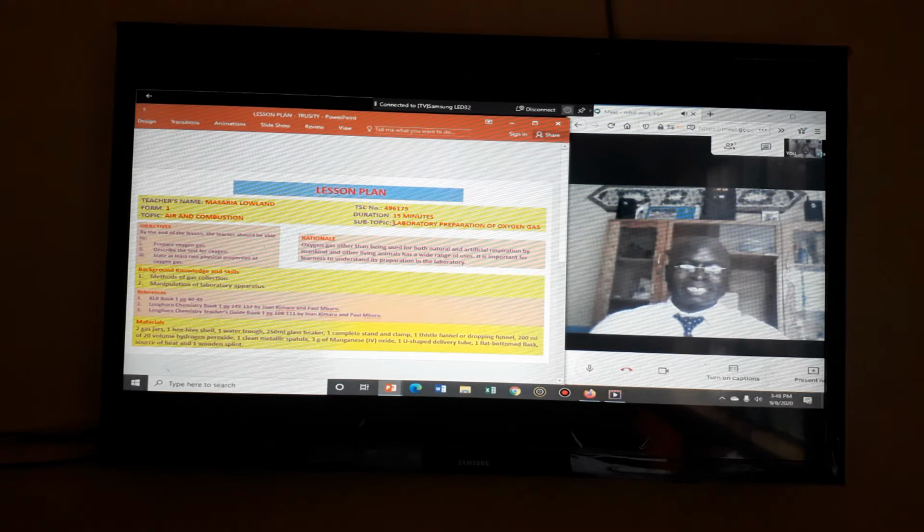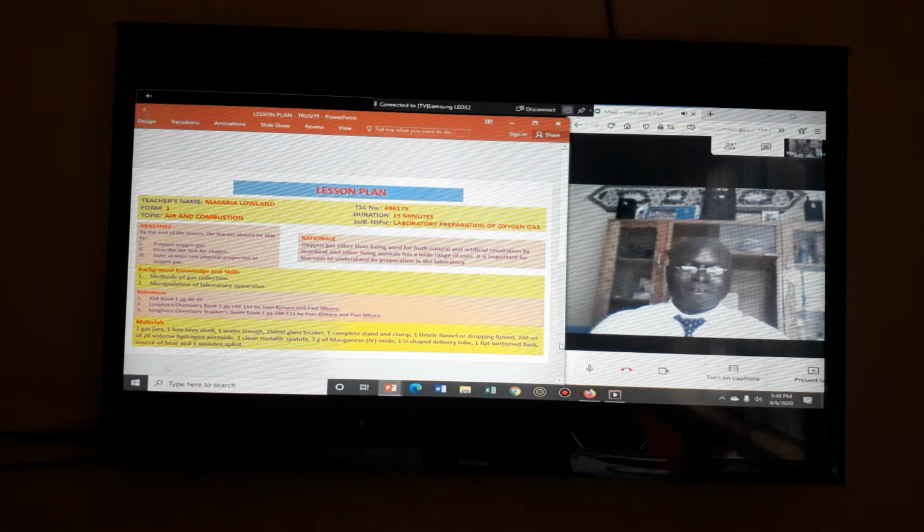In this lesson, I have objectives and I have the rationale for the lesson. Then we have the background information or background knowledge and skills the students ought to have for them to be able to understand what I'm going to teach today. We have the reference materials. The materials are right down here, which we are going to use in the laboratory preparation of oxygen gas.